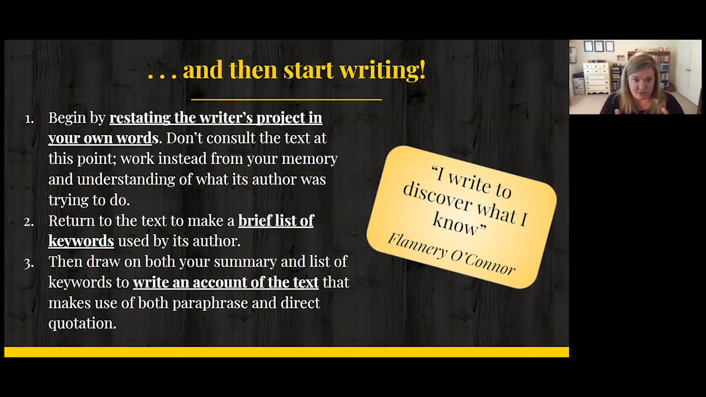So here's a suggestion. When you're starting to write up your literature review, pull out those important points and begin by restating the writer's project in your own words. So that means, just looking at your notes, write a sentence or two about the main outcome of the paper that you're reading. And then you might want to return to the text and pull out some key words to say that, like, these are the things that the author was really thinking about. And then make sure that your summary and your key words match exactly what was being discussed in the paper.